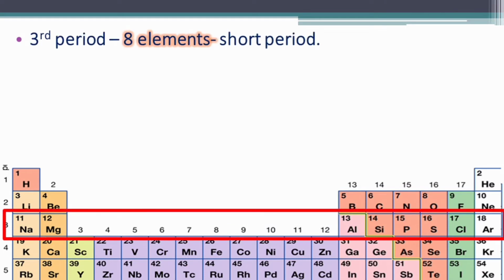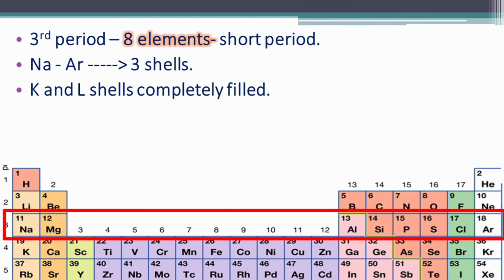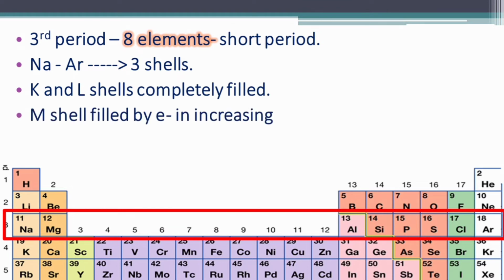The third period is again a short period with 8 elements. It starts from sodium and ends in the noble gas argon. All these elements have 3 shells, K, L and M. The K and L shells are completely filled, whereas electrons get filled in the M shell one by one.